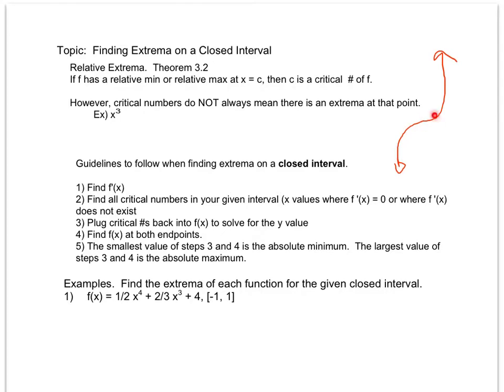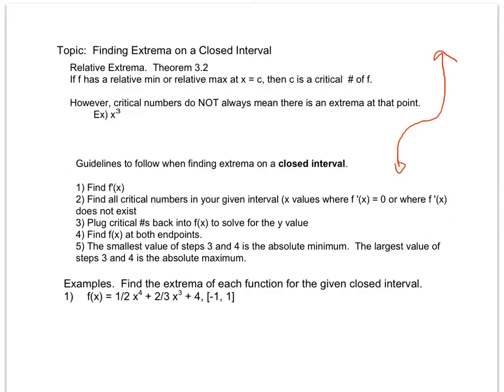However, notice when I look at my graph, I do not have a maximum or minimum there in the middle. So even though I could find the derivative and set it equal to zero, and I would have a critical number at x equals zero, I do not necessarily have a maximum or minimum there. So just because I have a critical number doesn't mean there's an extrema, what can I do to find extrema?